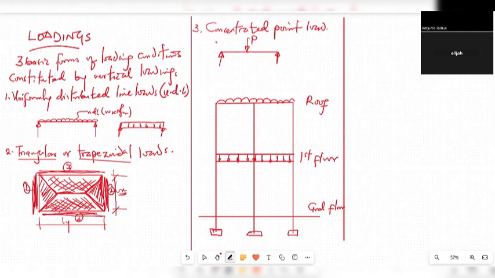Now looking at this, what is this loading condition called? What is this form of loading called, rather? UDL. That number one, so this is UDL. What of this? What is this called? It's also UDL, sir. Also UDL.